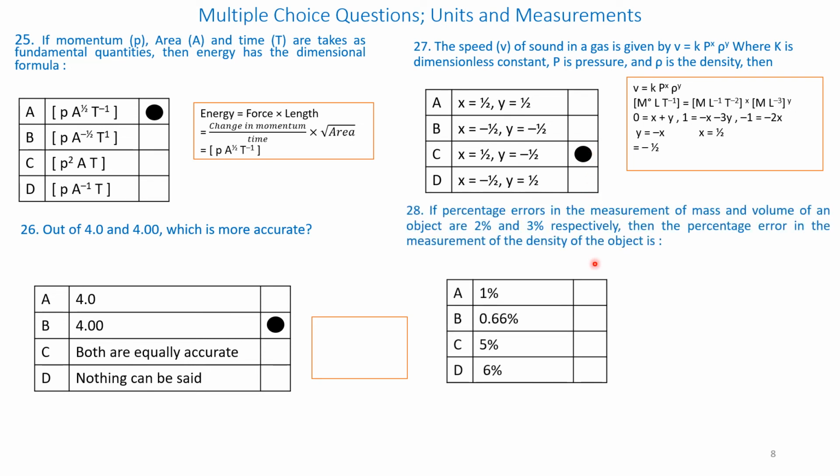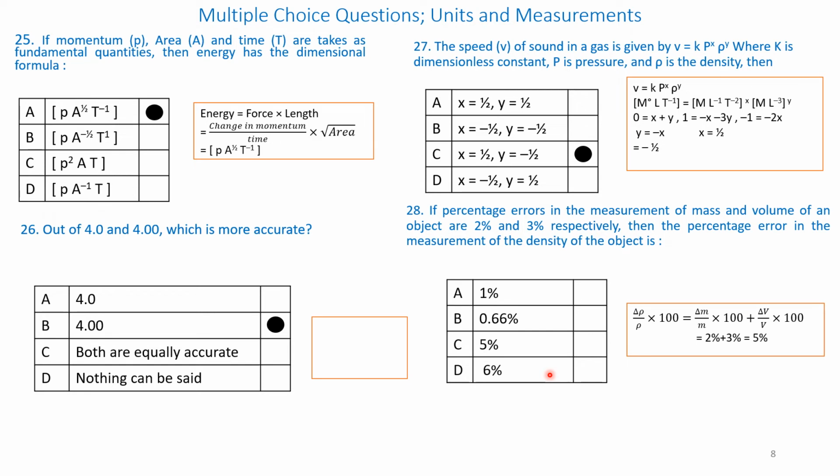Next question. If percentage errors in measurement of mass and volume of an object are 2% and 3% respectively, then the percentage error in the measurement of the density of the object is, we have to find the percentage error. So measurement of mass and volume, so density. Four options are given: 1%, 0.66%, 5%, and 6%.